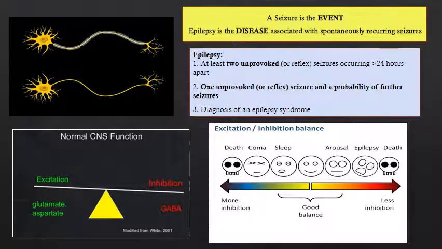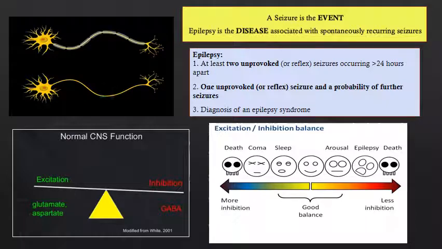Here we have a snapshot of some of the key points we've learned so far. As you know, a seizure is the event, and epilepsy is the disease associated with spontaneously recurring seizures. Epilepsy can be diagnosed when a person has at least 2 unprovoked seizures occurring more than 24 hours apart, or 1 unprovoked seizure with the probability of further seizures occurring, or diagnosis of an epilepsy syndrome.